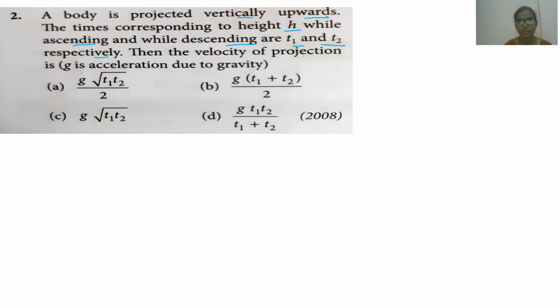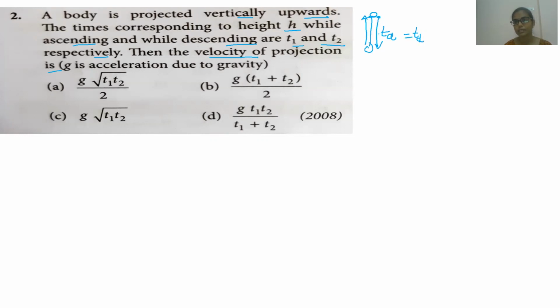Then you need to calculate the velocity of the projectile, in terms of acceleration due to gravity. Okay, in terms of acceleration, we find the relation for ascending and descending times. See the formulas in case of vertical projection, when any body is thrown upwards. To reach the maximum height, the time taken from ground to maximum height we call time of ascent, and the time taken by the body to reach from maximum height to the ground, that is what we call time of descent.